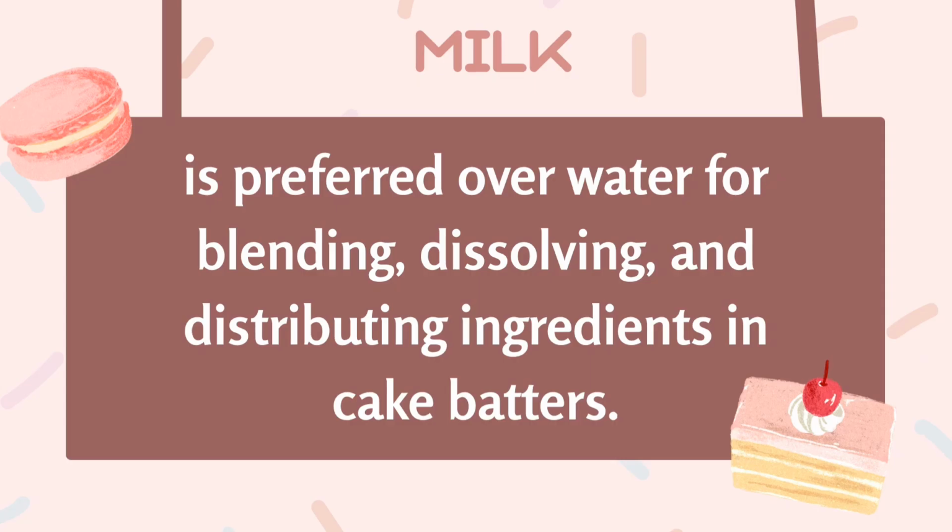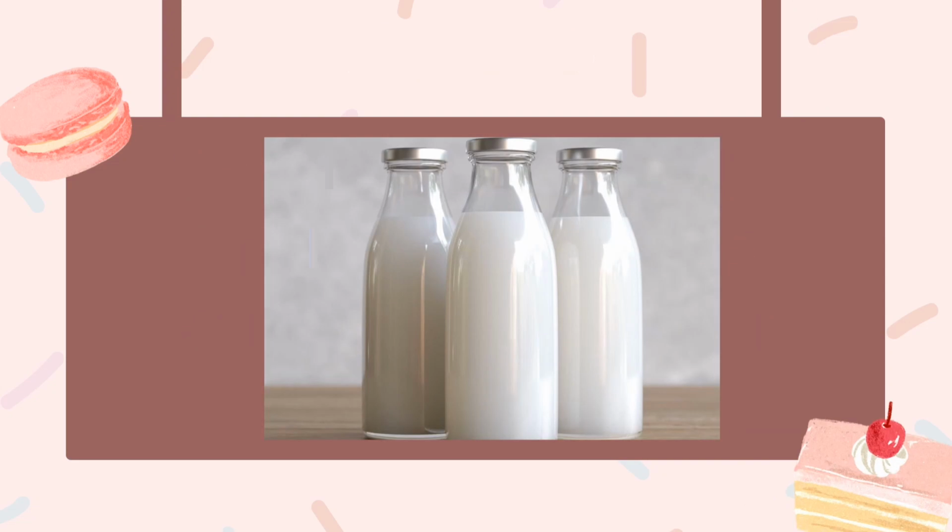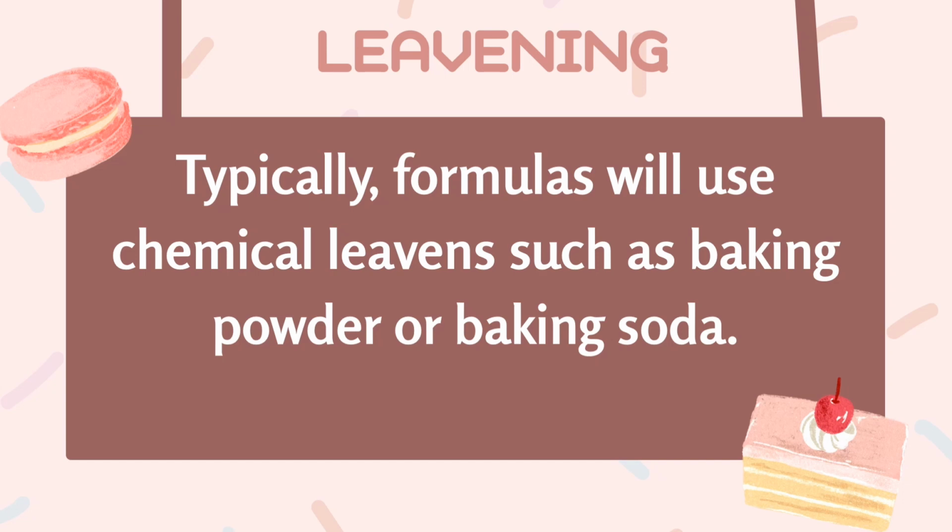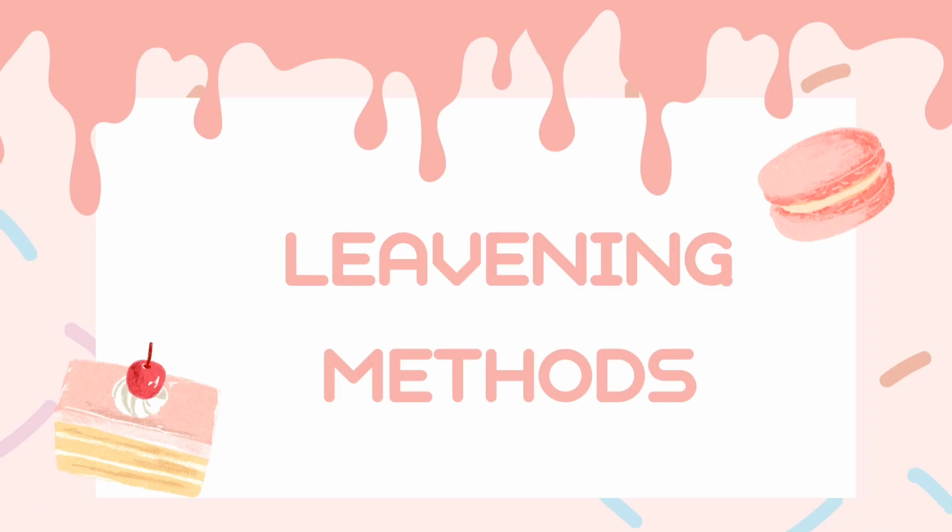So first is the milk. It is preferred over water for blending, dissolving, and distributing ingredients in cake batters. Next is leavening. Typically, formulas will use chemical leavens such as baking powder or baking soda. Now, we're going to proceed to leavening methods, and there are 3 leavening methods that we're going to discuss.